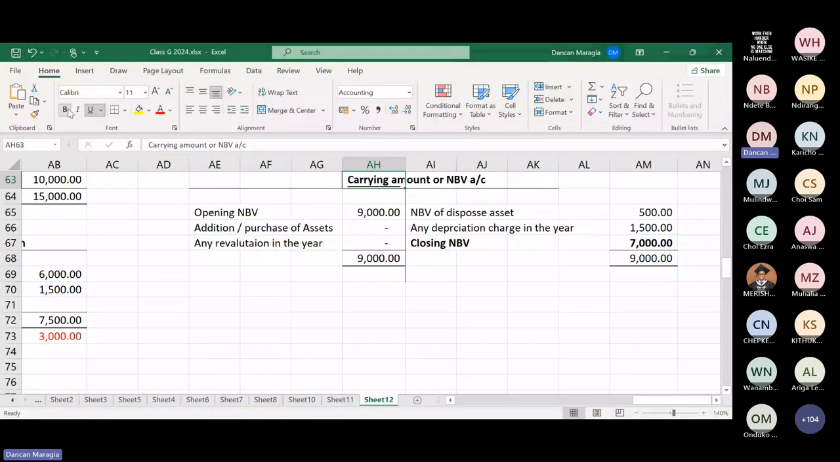So before I go to any other concept, I want to ask if there was any question from these concepts of the non-current asset accounts before we go any further.